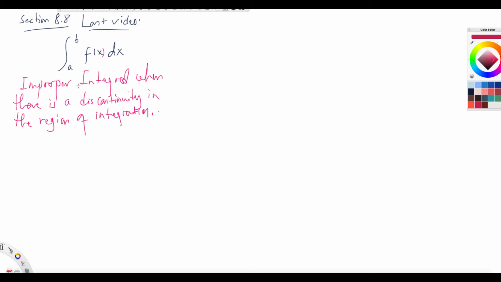Or sometimes there will be a point c between a and b, where f of c is infinity, meaning f of c is not defined. Okay, that's the case we will see. All right, so how do we handle that kind of problem is the thing.